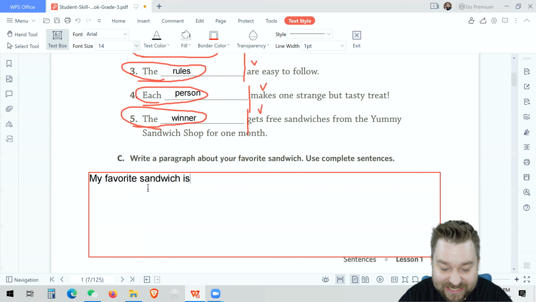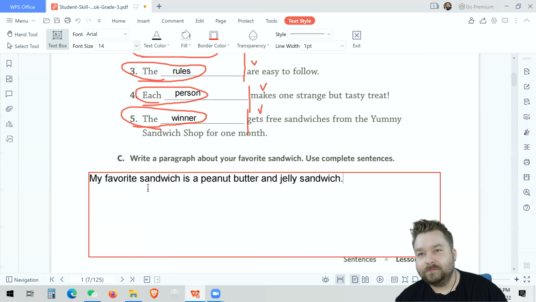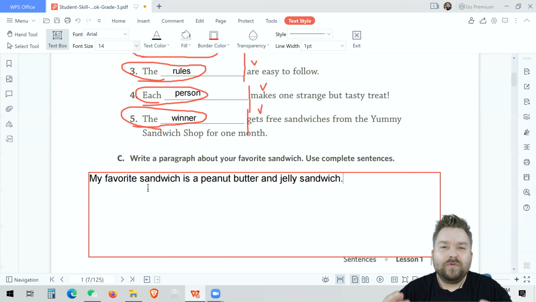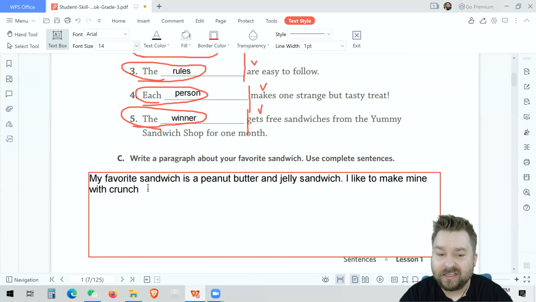Peanut butter and jelly sandwich is one, right? A peanut butter and jelly sandwich. I love those. I love them a lot. But there's lots of different kinds of peanut butter, right? We have crunchy, we have creamy, we have the natural peanut butter. So when I make my sandwich, I like to make it with the crunchy peanut butter. That's a good sentence to say. So I like to make mine with crunchy, C-R-U-N-C-H-Y, crunchy peanut butter.